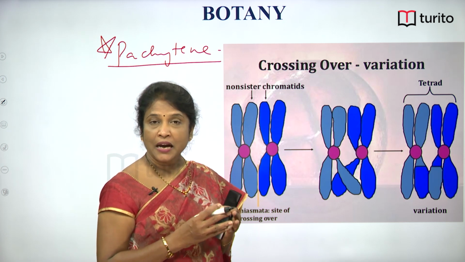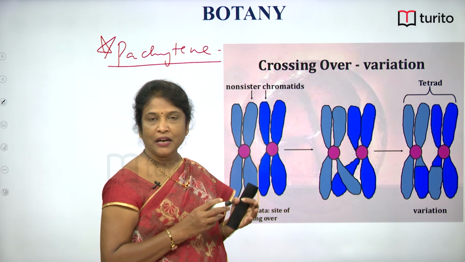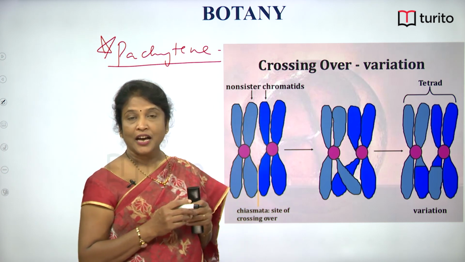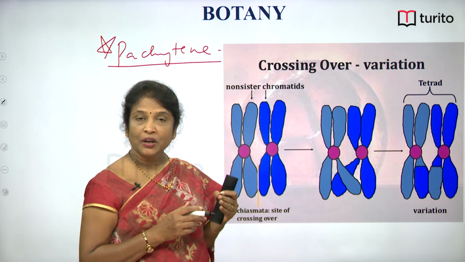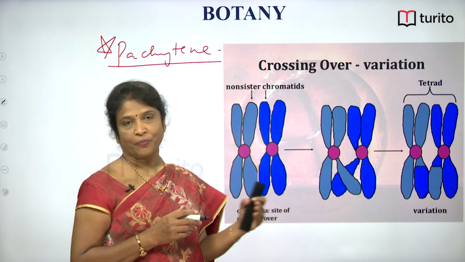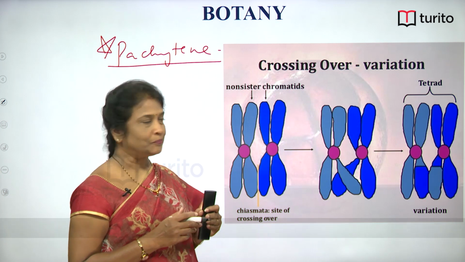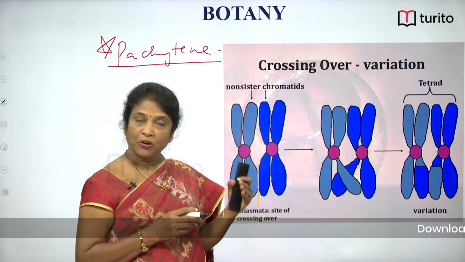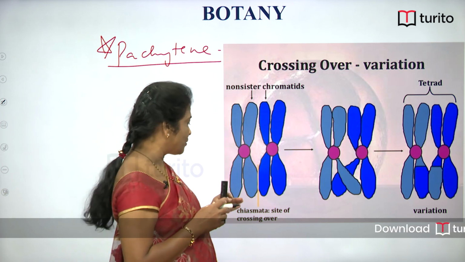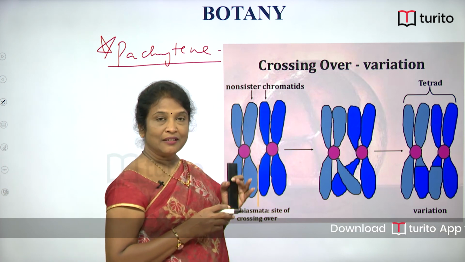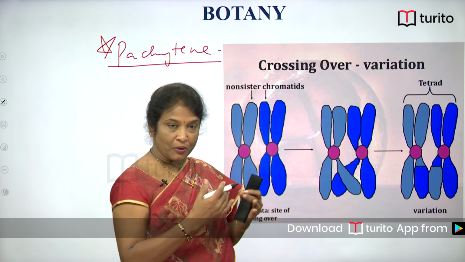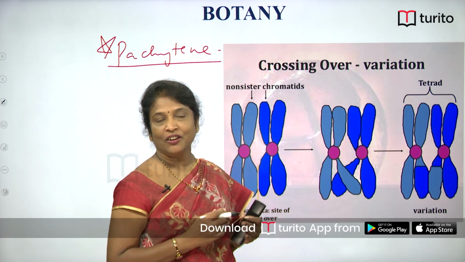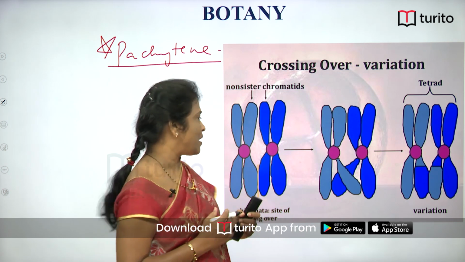So, we refer to them as tetrads. The bivalents formed during zygotene are referred to as tetrads during packaging due to the clear visibility of the 4 chromatids within the bivalent. But among the 4 chromatids, the 2 chromatids that belong to the same chromosome are sister chromatids, and the 2 chromatids that belong to 2 different homologous chromosomes within the bivalent are called non-sister chromatids.